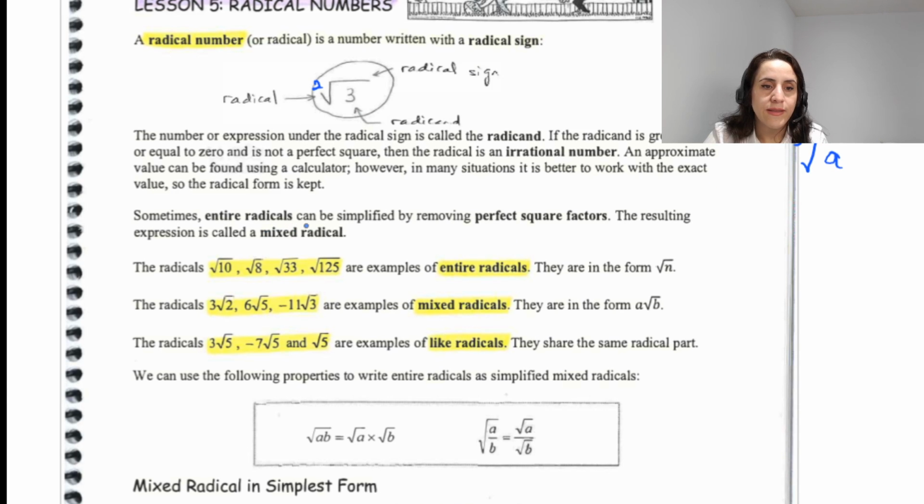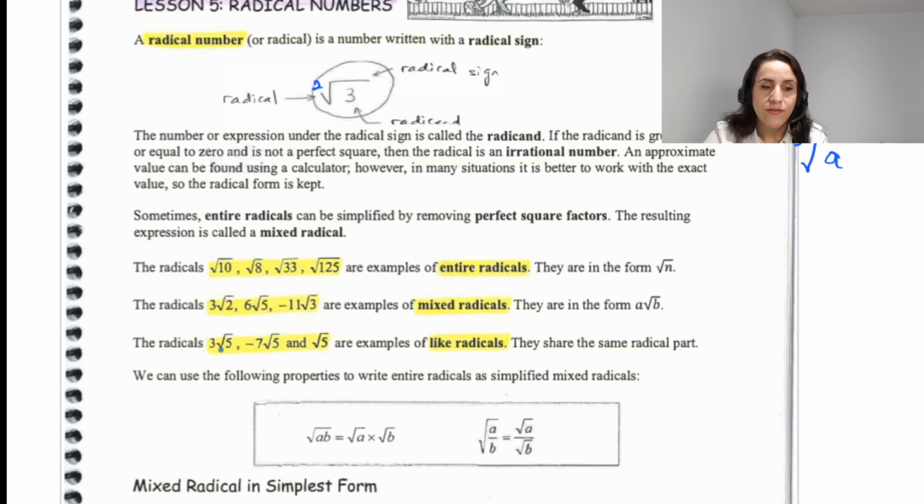Sometimes entire radicals can be simplified by removing a perfect square factor. The resulting expression is called a mixed radical. Radical 10 and radical 8 are examples of entire radicals. They are in the form radical n. But 3 radical 2 and 6 radical 5, as you see, are a mix of a number before the radical and a radical. These are examples of a mixed radical that we can write as a radical b.